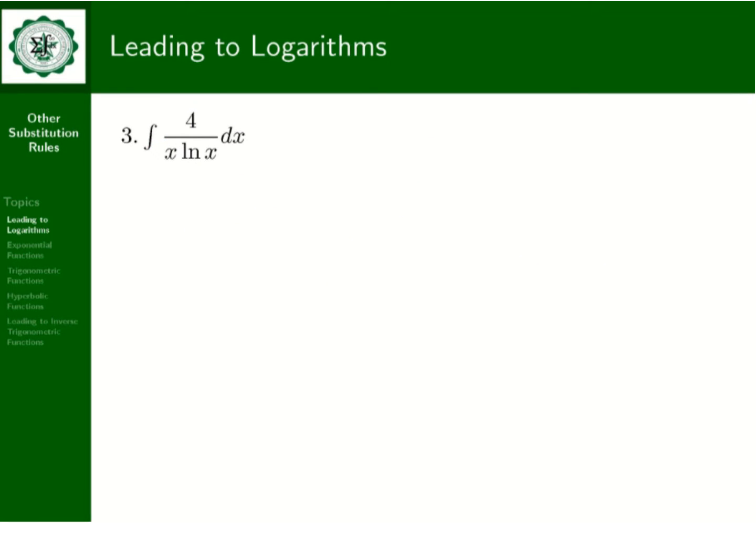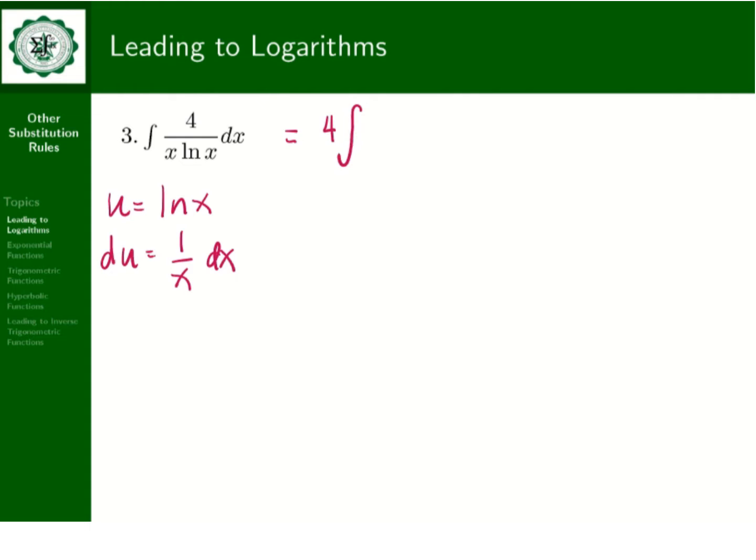Example 3, we have the indefinite integral of 4 over x times ln of x dx. Here we let u be equal to ln of x, and du is equal to 1 over x dx. Since we only need 1 over x dx for du, we are going to factor out 4.